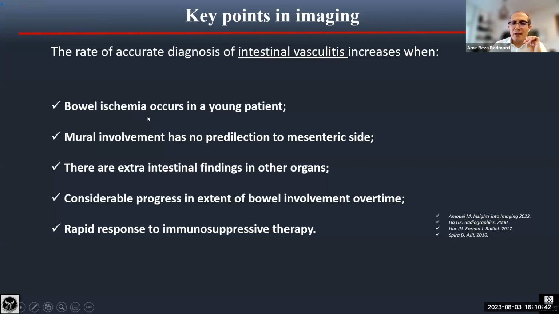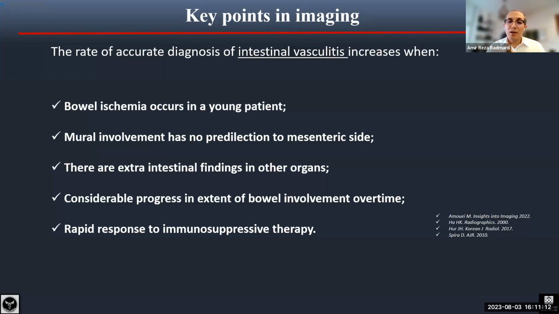If the bowel ischemia occurs in a patient who is young, we should think about this, especially when the ischemia is not specific to a territory of the mesenteric vessels, not specific to the SMA territory or IMA territory. Like this case, we had necrosis in different territories. When the involvement does not have any predilection to one side of the bowel wall, we should think about intestinal vasculitis.